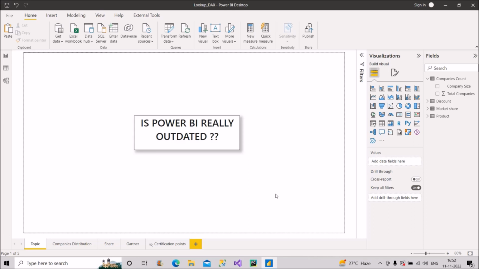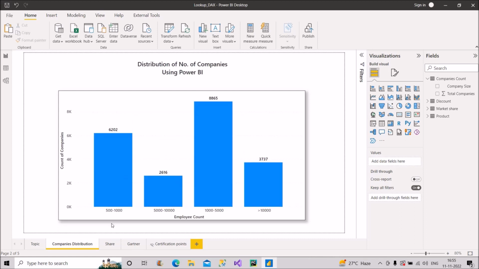Now let me show you one graph where I will tell you the number of companies that are using Microsoft Power BI all around the world as per their employee count. Let me take you to that graph. As you can see here, the number of companies using Microsoft Power BI having employee count between 500 to 1000 is 6202. That means 6202 companies all over the world use Microsoft Power BI having employee count between 500 to 1000. Similarly, you can see the other stats, right?